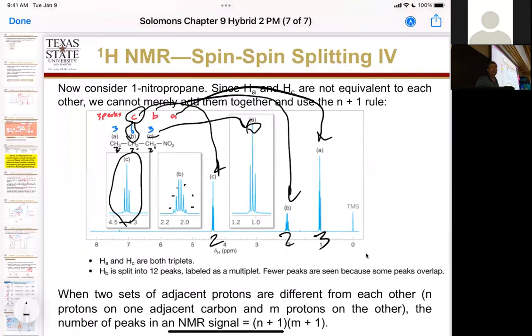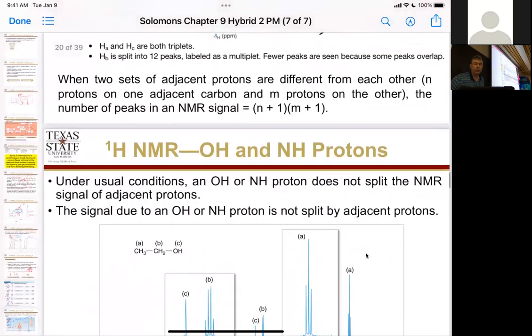Now, if you looked at a spectrum first and tried to figure out your molecule, what you would have to do is say, okay, well, this is hooked to that because of the splitting. This is hooked to that because of the splitting. And this is closest to the electronegative atom. And this is further away. Okay. Questions on spin-spin coupling? Okay. All right.